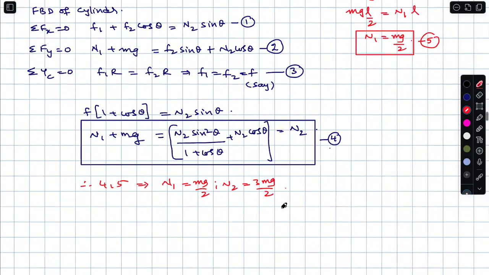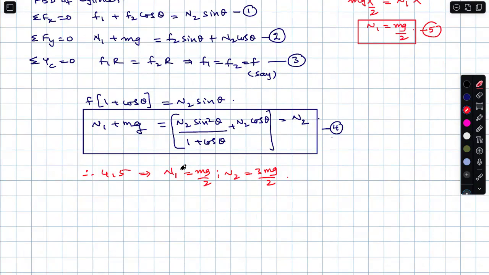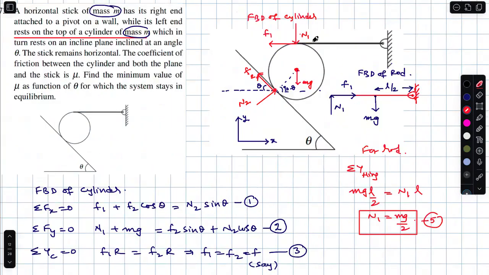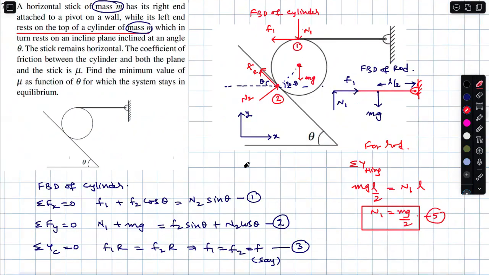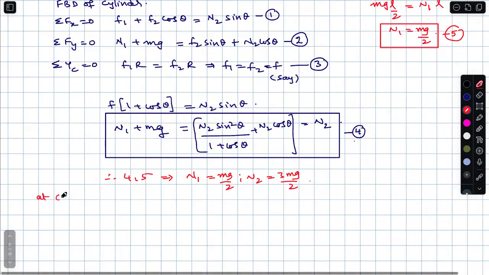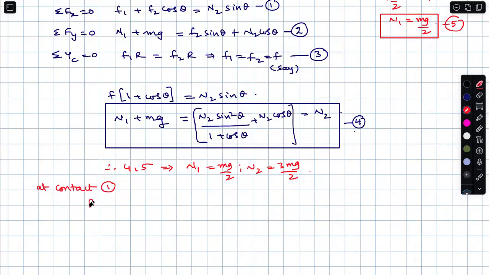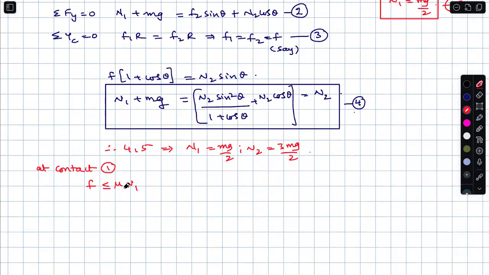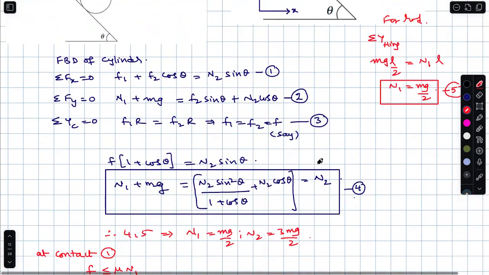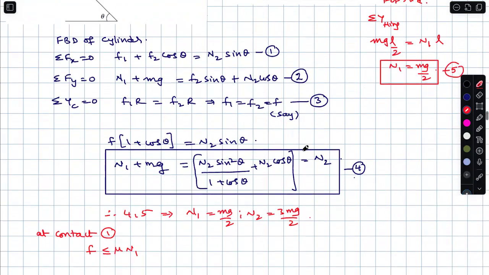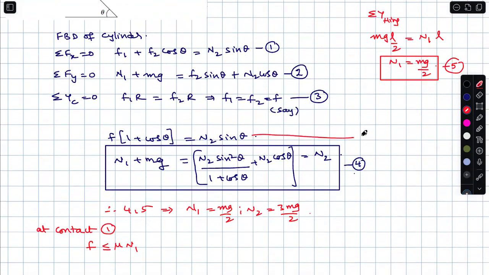Right. One thing here is that 2 frictions are there for us. Now we will call this contact 1. We will call this contact 2. At contact 1, F must be less than or equal to mu N1. But how to find F here? Yes, we have an equation here. And one more important point, this in turn returns F as N2 times sin theta by 1 plus cos theta.